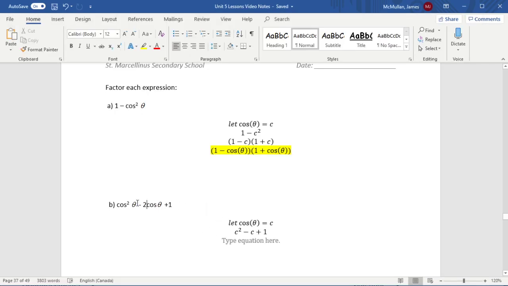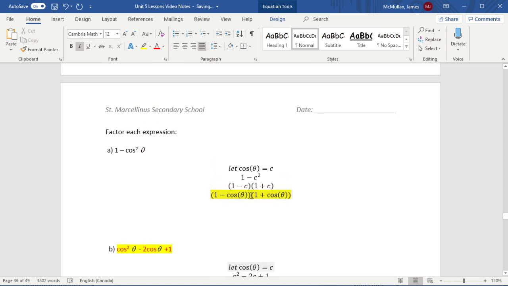So let's change the question to have a 2 in it just so it can actually be factored. Otherwise, I'm not sure what we're supposed to be doing here. But so let's change it. So c squared minus 2c plus 1. Okay, now you know how to factor that. It would be c minus 1 and another c minus 1. And then you just give your answer again. Cos theta minus 1, cos theta minus 1. And you've just factored it.